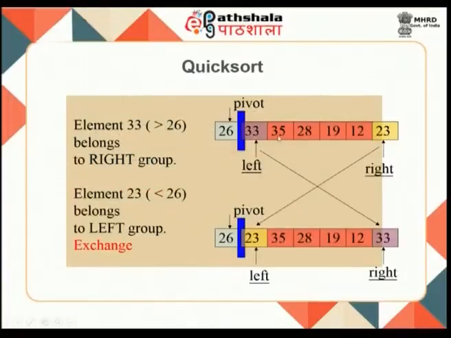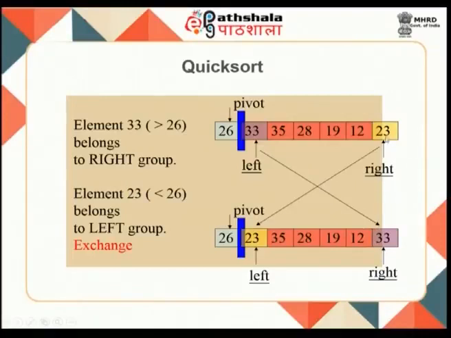So now we will apply the procedure for this. Now, the left pointer points to 33. 33 is actually greater than 26. Therefore, it belongs to the right group. Here, the right element pointed to by the right pointer, 23, is actually lesser than 26. Therefore, it should go to the left group. So that means we encounter a situation where every element belongs to the other group. Therefore, we are carrying out the exchange.